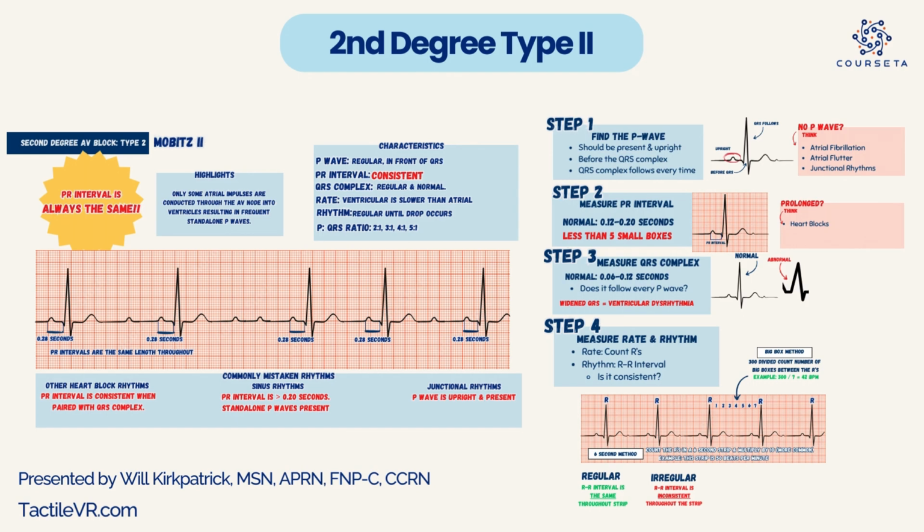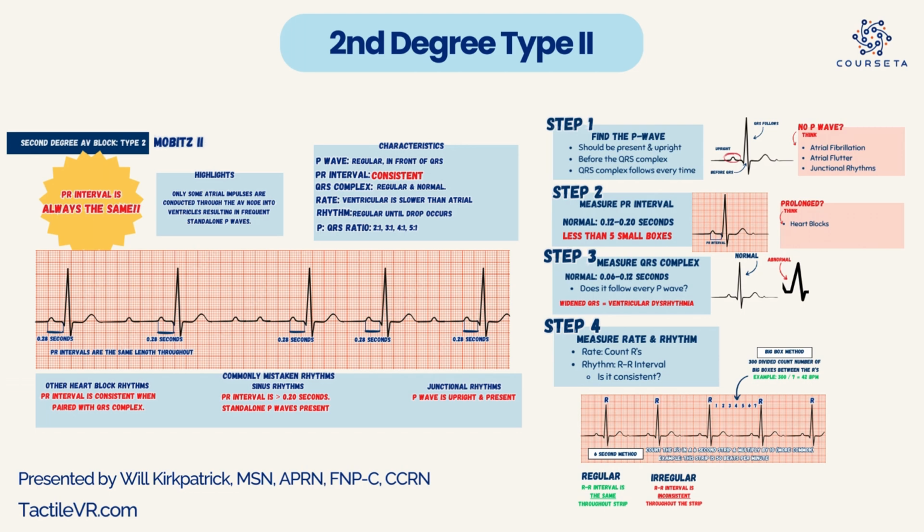Of course, you're going to know that third degree heart block has random blocks too. But how you know the difference between second degree type 2 versus third degree is that the PR interval is always the same. So let's look at this rhythm here.